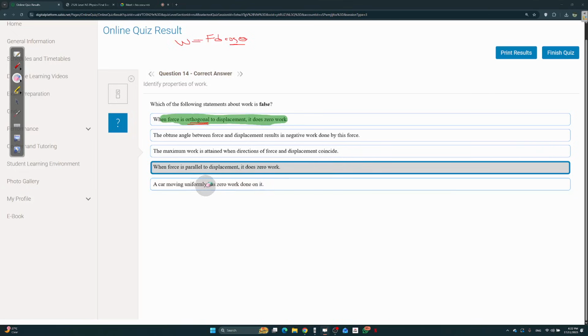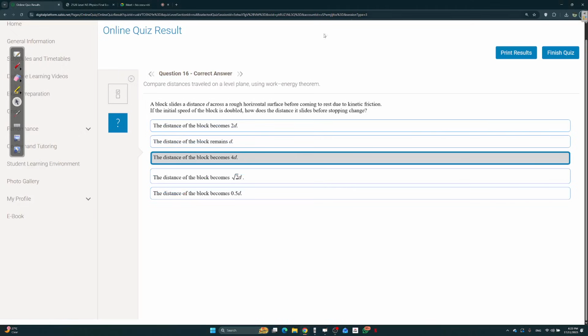With the last one over here, a car moving uniformly has zero work done on it. If it's moving uniformly, that means the net force is zero. If the net force is zero, then W is equal to 0 times D, which is 0.